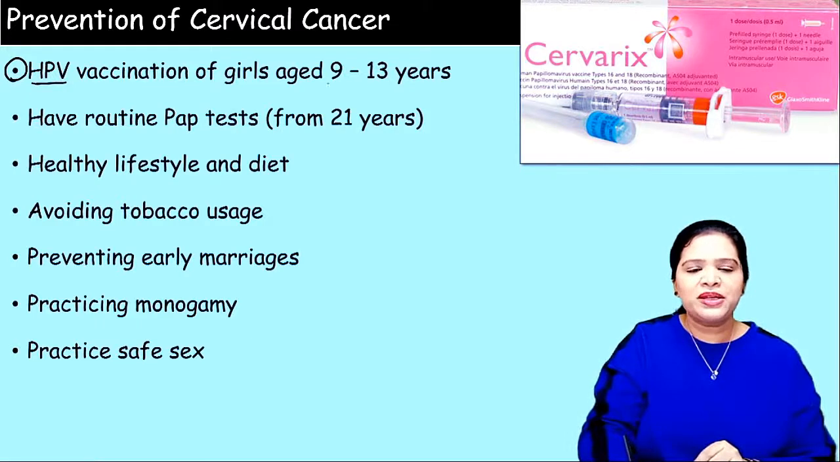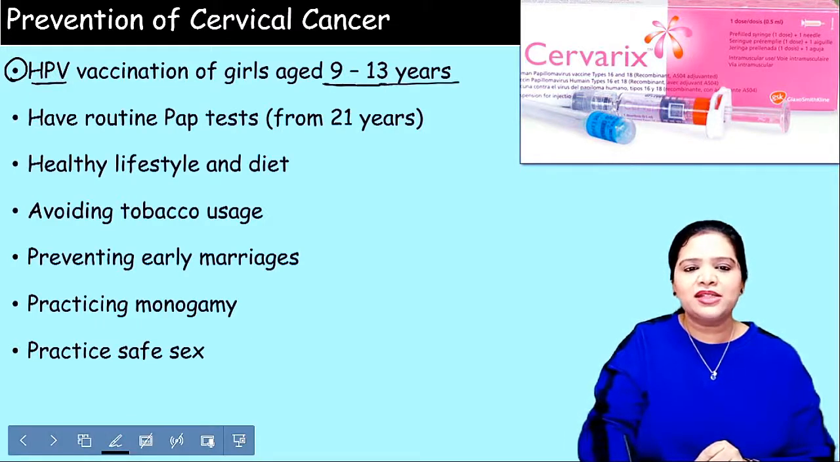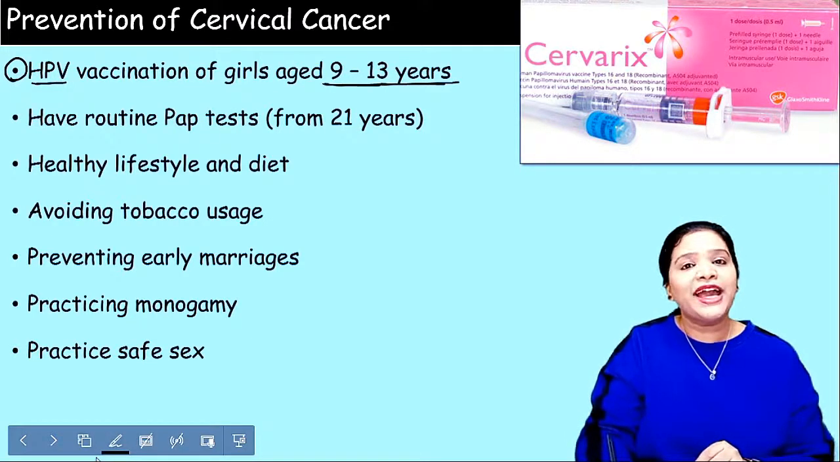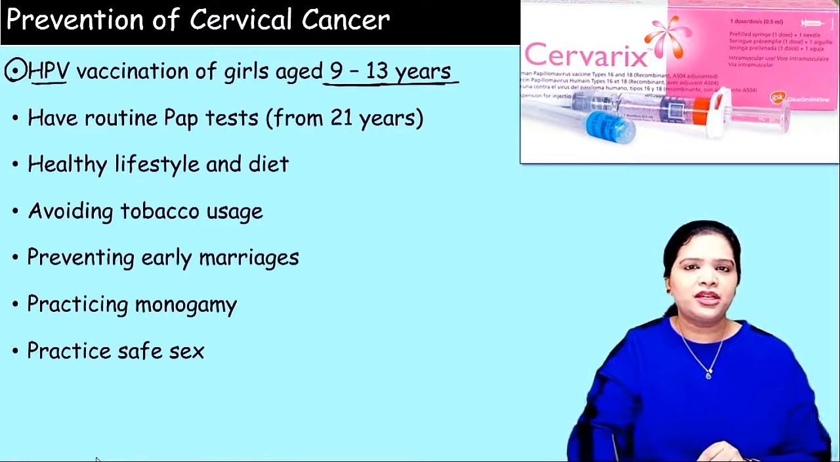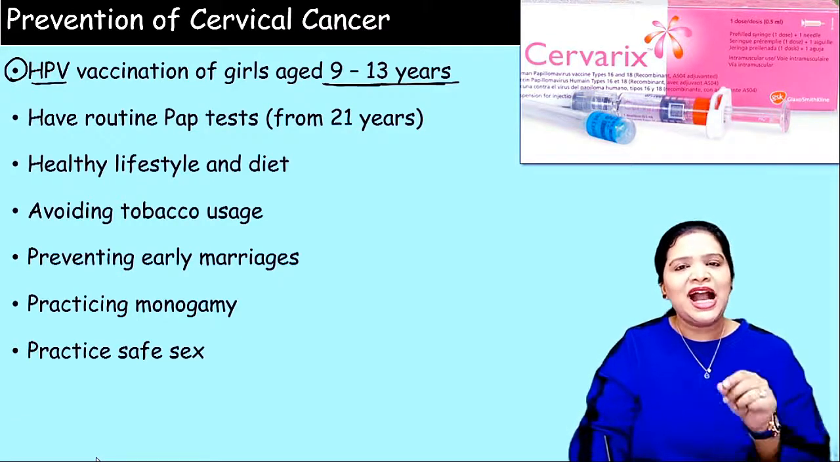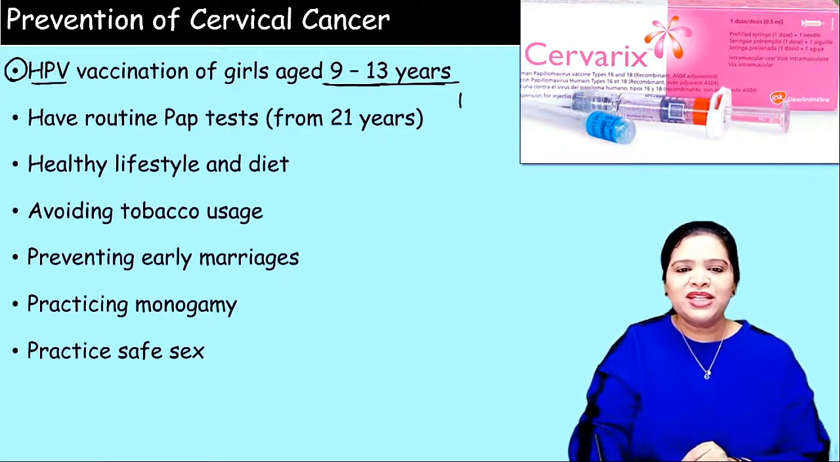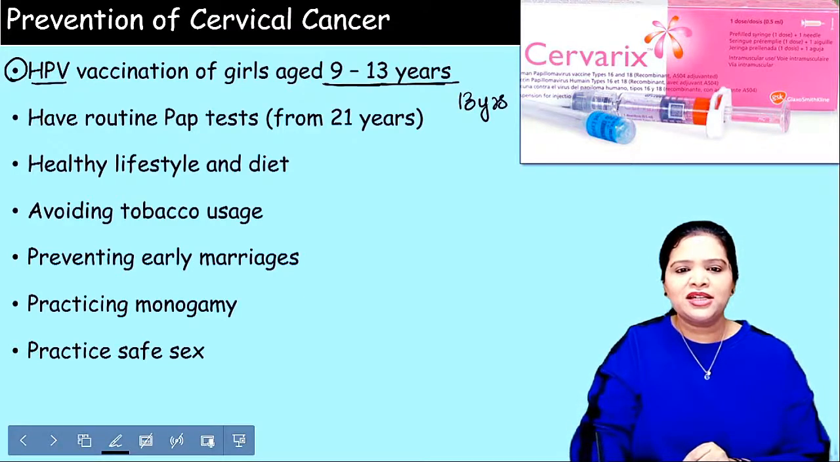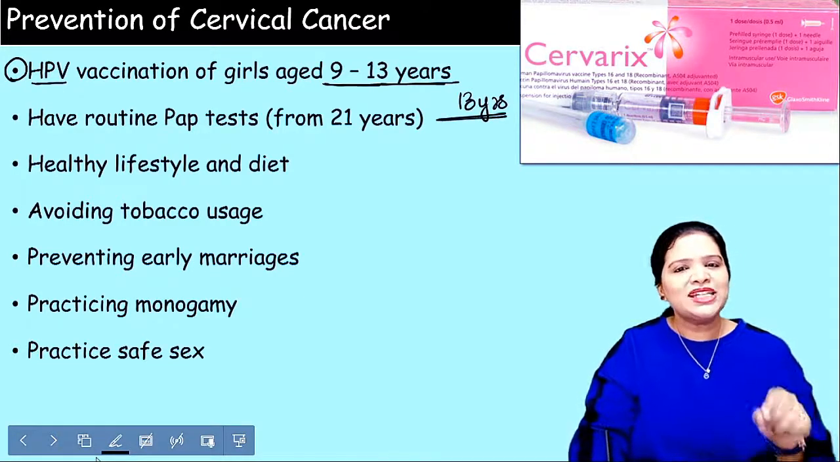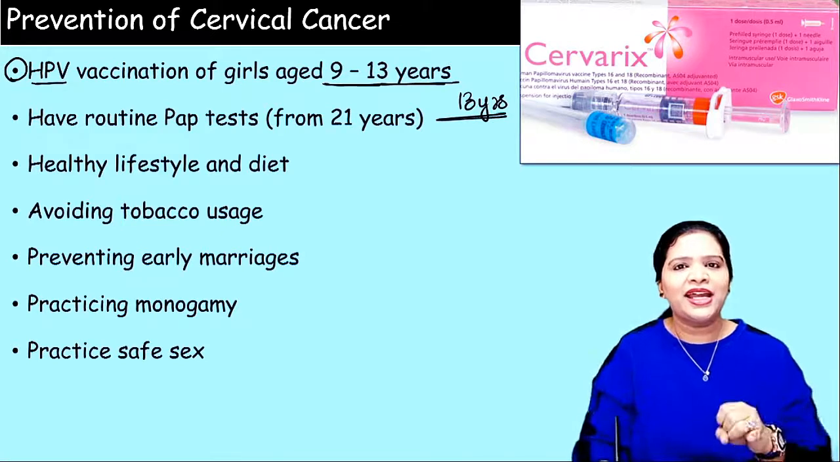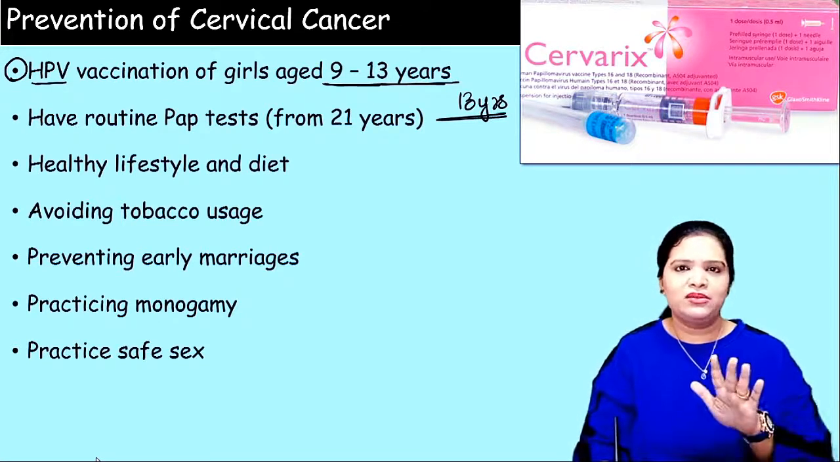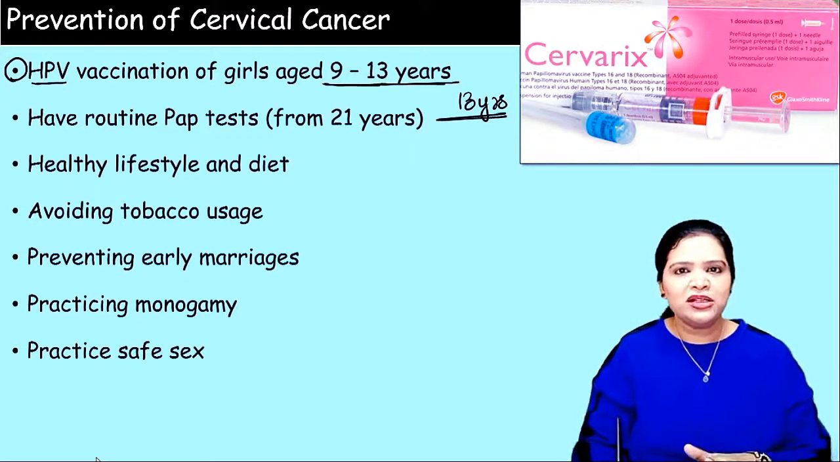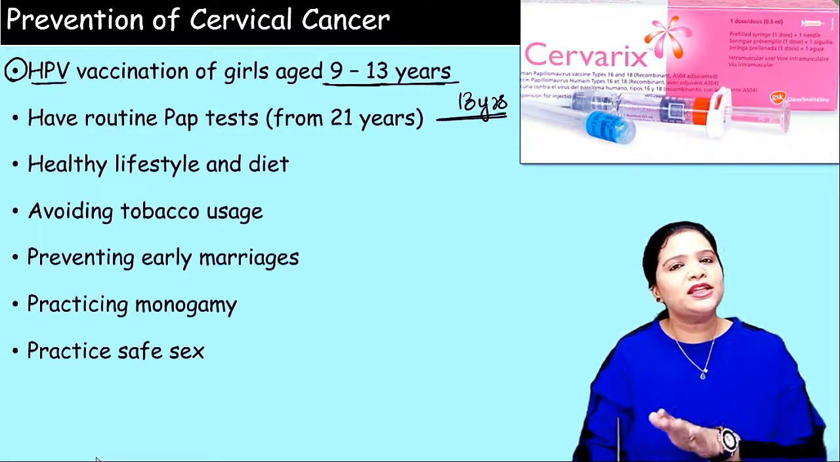This vaccine should be given to young girls. That means at the age of 9 to 13 years, not after that. Before the girl attains puberty. We know that at the age of 13 years, the girl attains puberty, right? So this vaccine could be administered at 9, 10, 11, 12 or 13. Okay. So these age group girls. So this will prevent cervical cancer for the girl in the future.